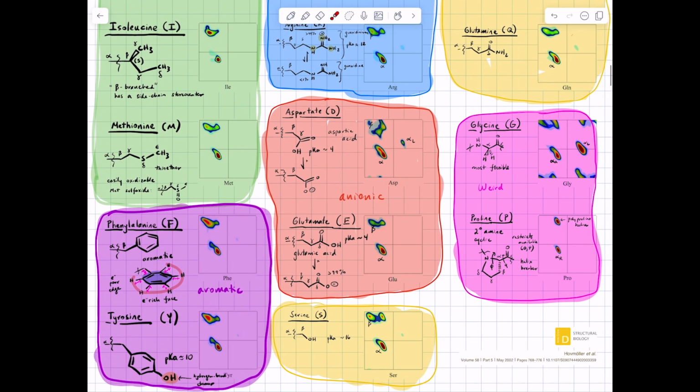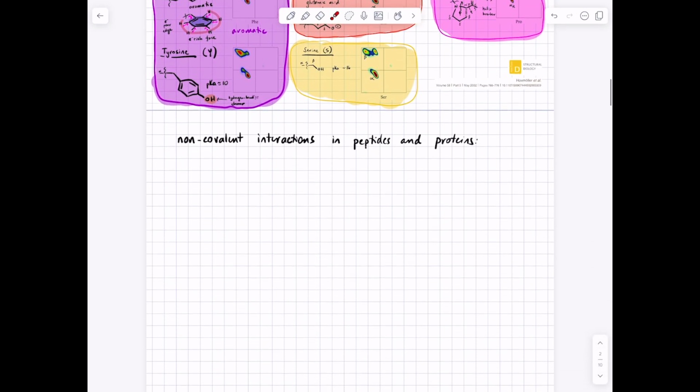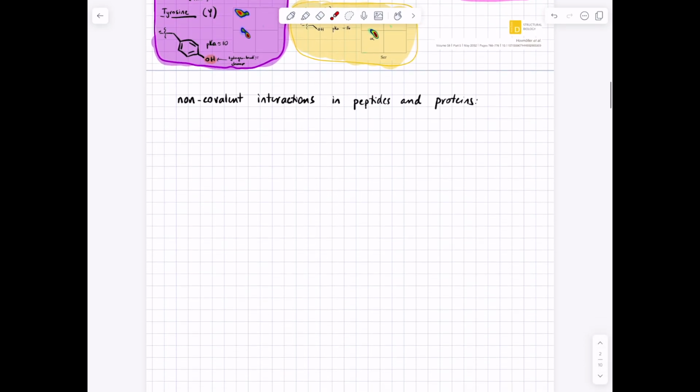Well, we could spend a lot of time talking about amino acid structure, but what I want to do now is talk about the kinds of non-covalent interactions that are available to these side chains. This is going to help us understand some things about how proteins fold, and to some extent, this is going to be a review of stuff that you learned in Chapter 3 of 351 when you talked about functional groups. So, non-covalent interactions in peptides and proteins.